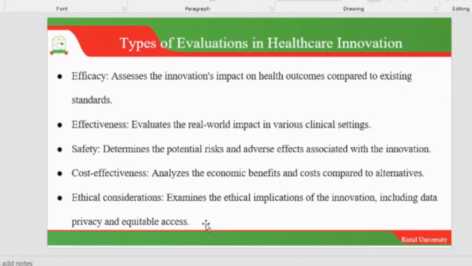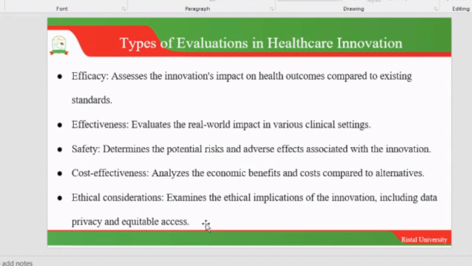Then in effectiveness, we evaluate the real world impact in various clinical settings. Then in safety, we are looking at determining the potential risks and adverse effects associated with the innovation. In the healthcare system, we need to take care of that. The safety bit of an innovation is something very key.